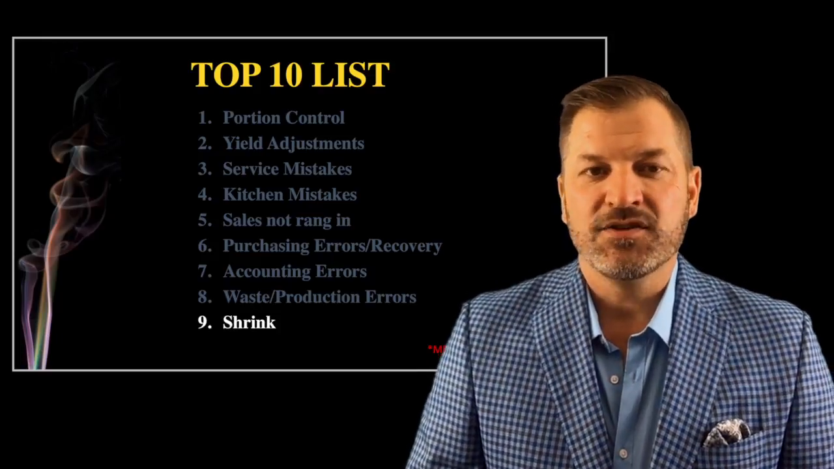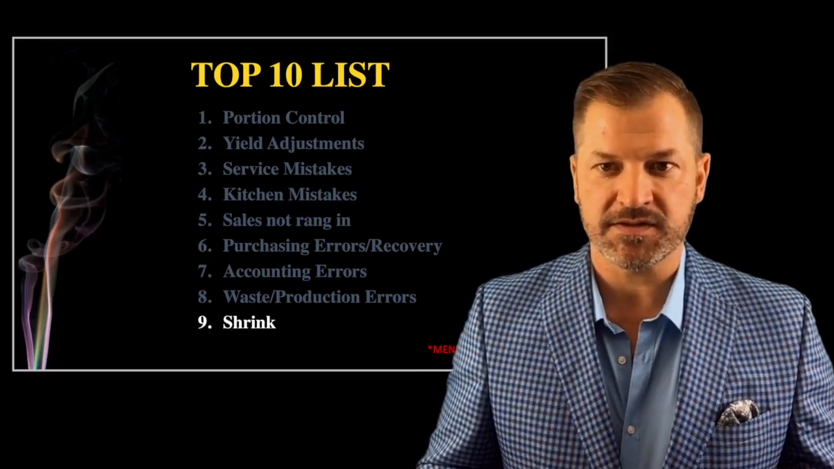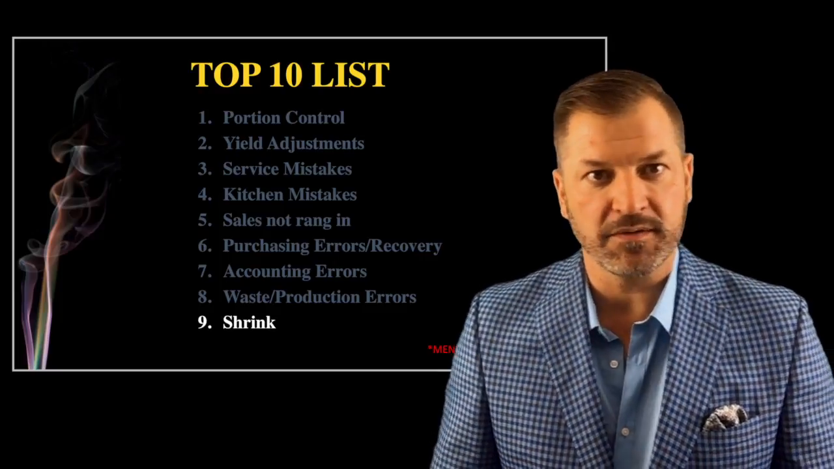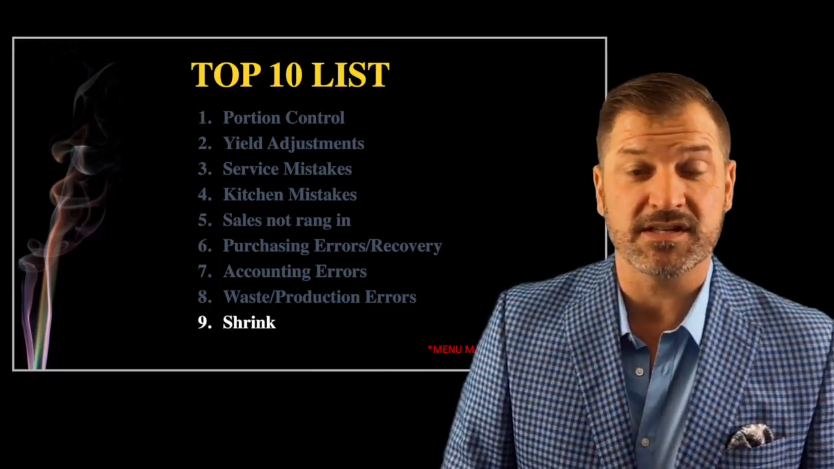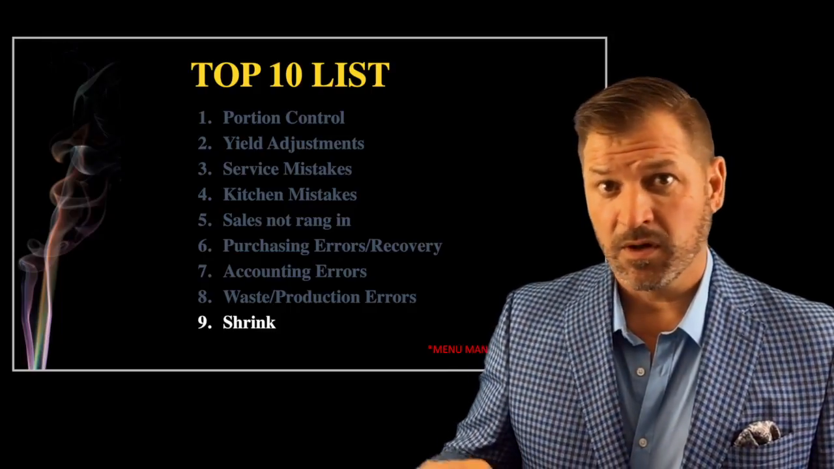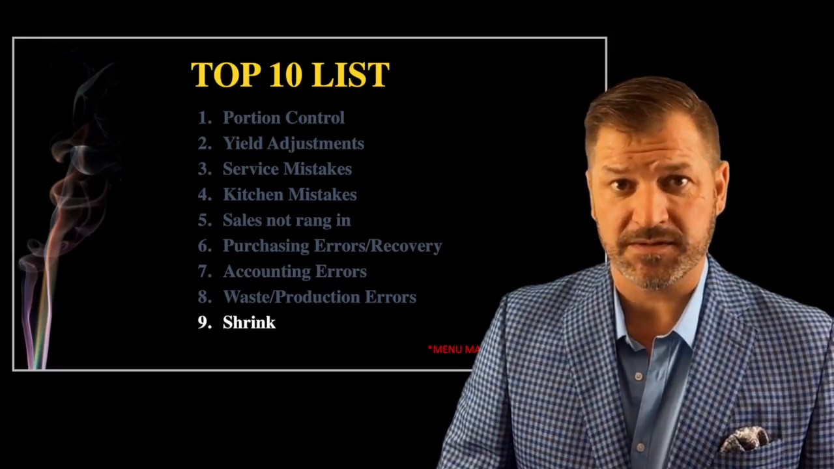Coming in at number 9, shrink. Now, shrink is a whole number of different things. Things that walked away with no accountability. Could be theft, could be waste, could be oversight, could be a number of things. And it could have happened from a number of different people or influences around us.